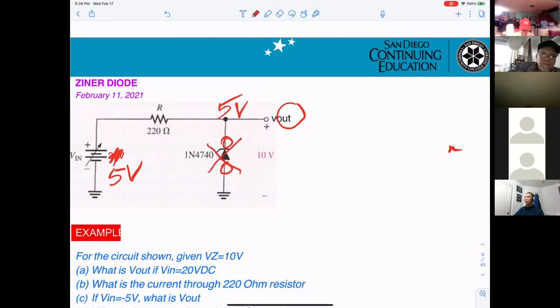So the circuitry now will be an open circuit. So V out will be 5 volts. And if they ask you what the current is here, tell me quickly. 0. Perfect. The thing is an open circuit.